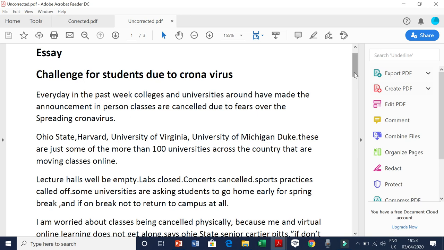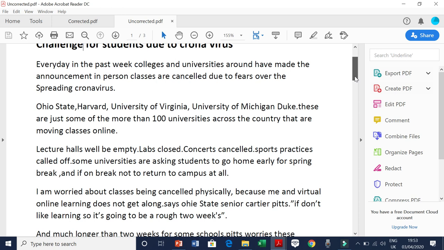Now look at the paragraphs that the girl has made. Do they look like paragraphs? If it is the introductory paragraph, the rest of the paragraphs should have some body or some length so that a supporting detail should have many evidences to support the idea. For example, she writes that every day in the past week, colleges and universities around have made the announcement in person. Classes are cancelled. You see, quickly she started with the next sentence without putting a full stop.